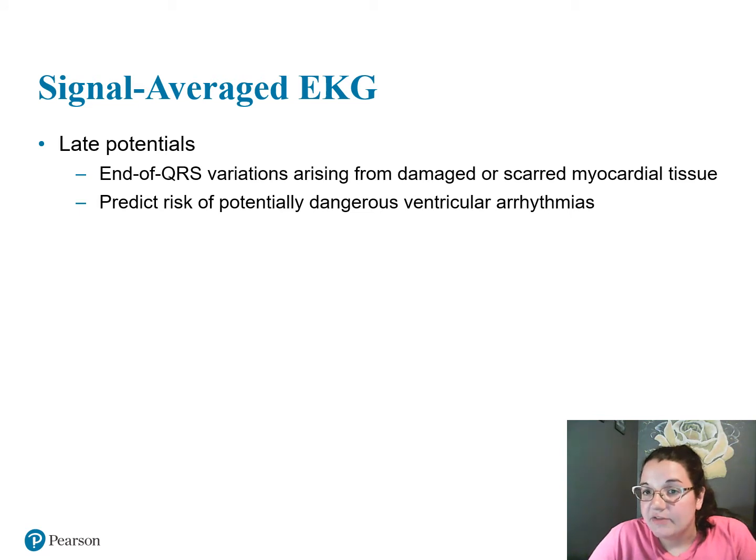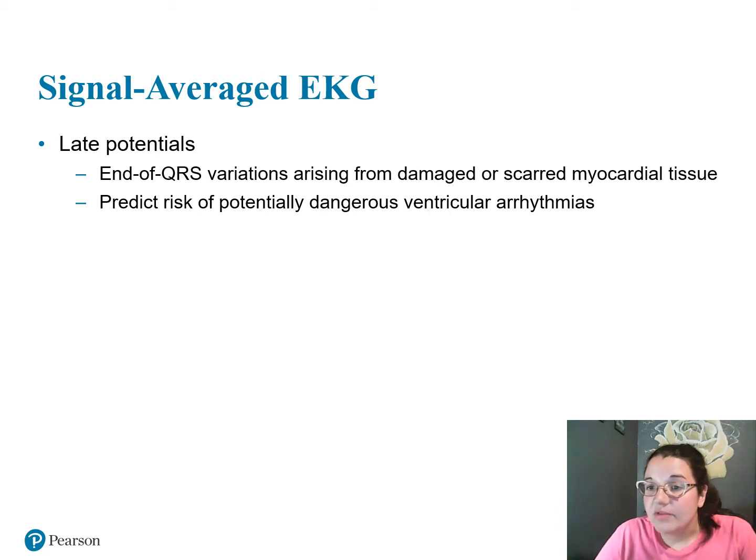So on these averaged EKGs, we can have what's called a late potential. It is the end of a QRS variation arising from damaged or scarred myocardial tissue. It predicts the risk of potentially dangerous ventricular arrhythmias. Remember, arrhythmia is abnormal, and ventricular means what chambers am I looking at? Where is that rhythm coming from? In this case, it is coming from the ventricles.